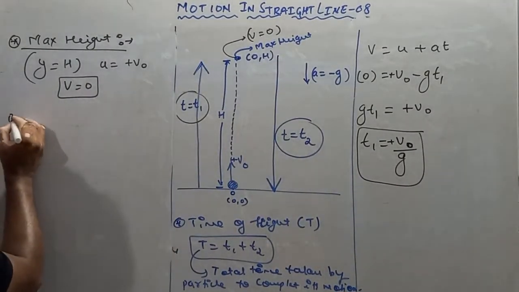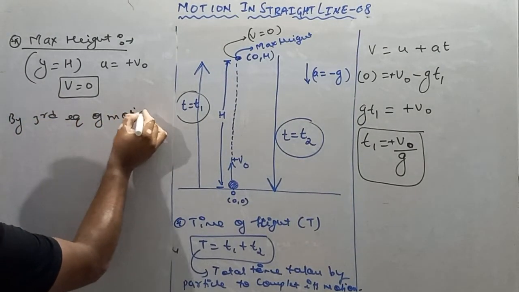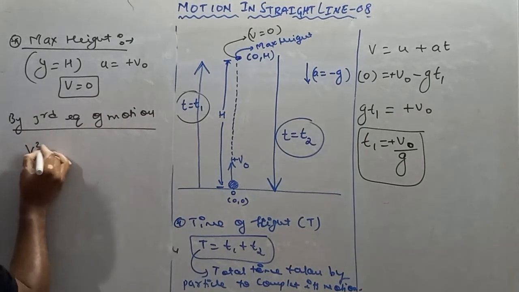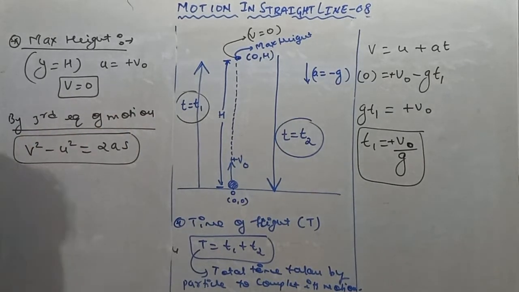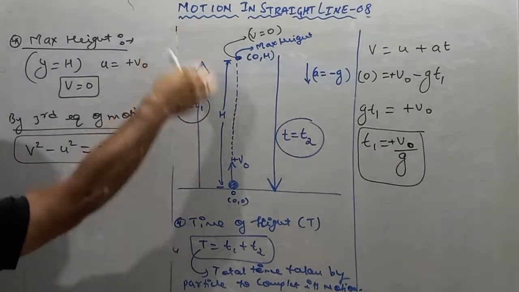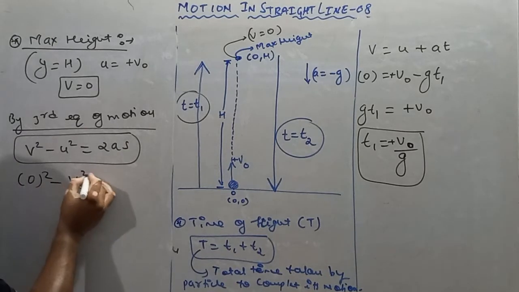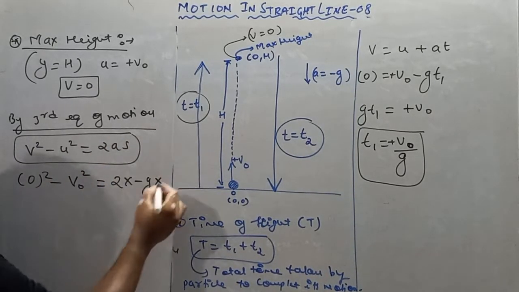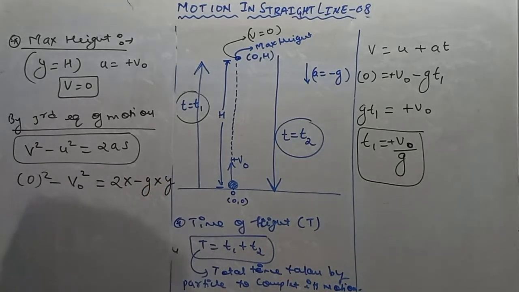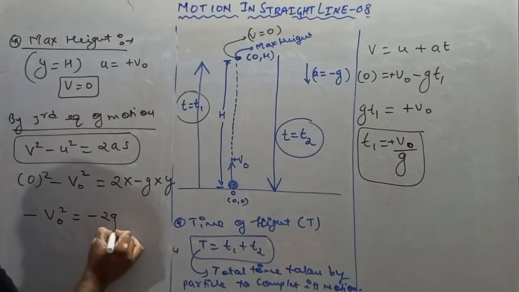So by the third equation of motion, which is v square minus u square is equal to 2as. See, my dear student, v is final velocity. For maximum height we know that final velocity is 0, initial velocity is plus v naught, so v naught square will be equal to 2 into minus g into, instead of s I'll write y. As simple as this. So what will it be? Minus v naught square is equal to minus 2gy.